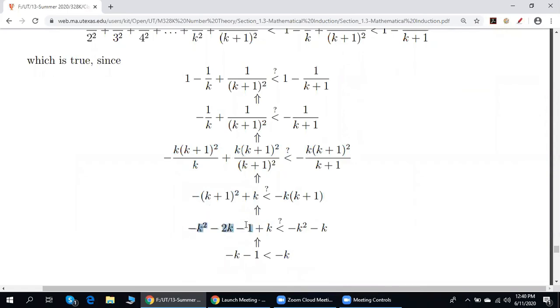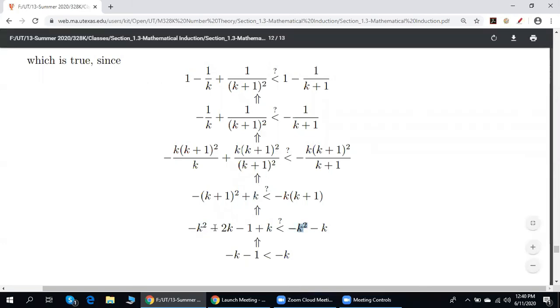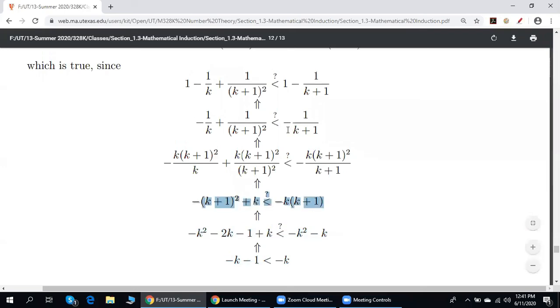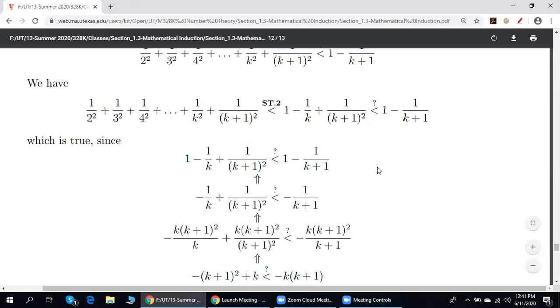Expand parentheses. And now, if we add k squared to both sides, negative k squared will be gone. If we combine together negative 2k and k, the left-hand side becomes negative k minus 1. The right-hand side, after we cancel this term, is negative k. Obviously, negative k minus 1 is lesser than negative k. Question mark is gone. Finally, this implies this, which implies this, and so on, which implies this. Problem is solved.